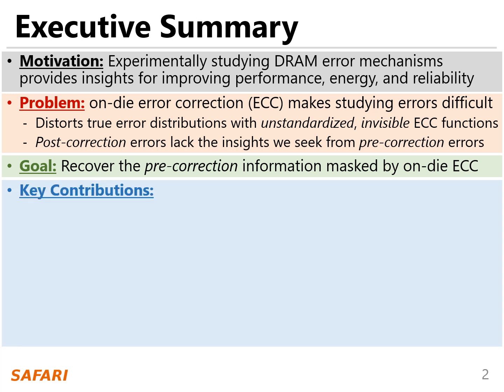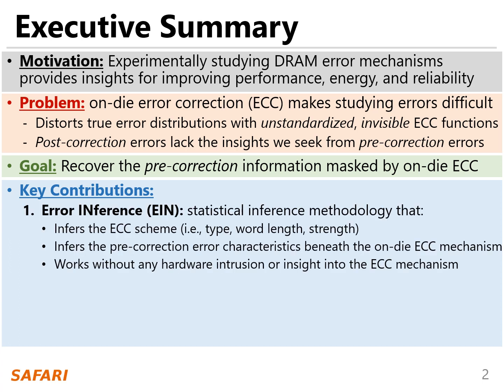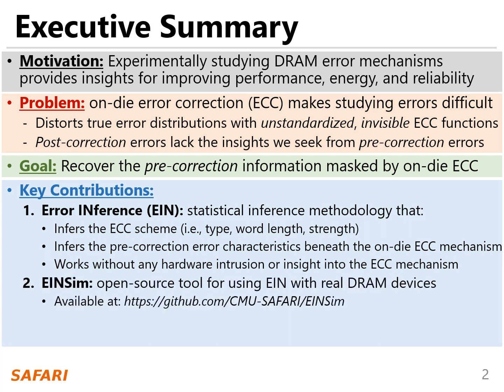To this end, we propose three contributions. First, we propose EIN, or error inference, which is a statistical inference methodology that infers the ECC scheme used in a given device, including the type of ECC, the word length, and the correction capability of the code. It also infers the pre-correction error characteristics beneath the on-die ECC mechanism. And EIN does all of this without any hardware intrusion or other insight into the ECC mechanism.